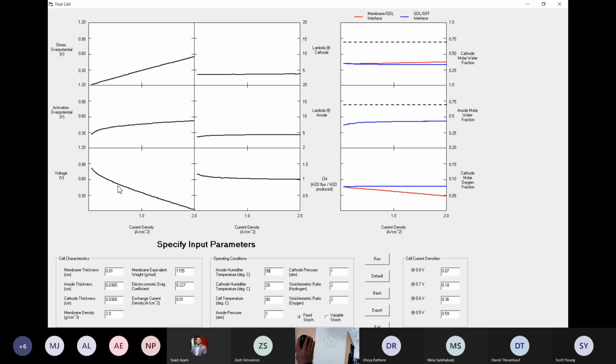So we're going to watch the fuel cell polarization curve. We're going to watch the lambdas, and we're going to watch what happens to the water content in the gas streams. Here we go.